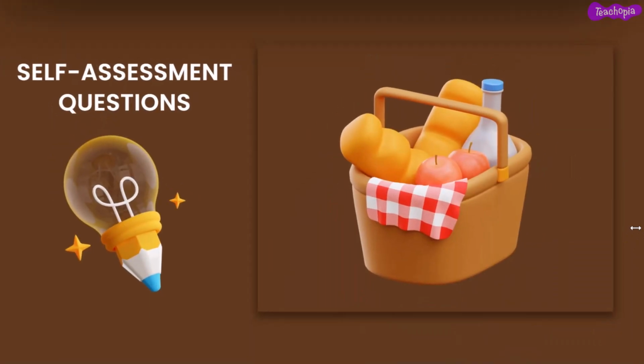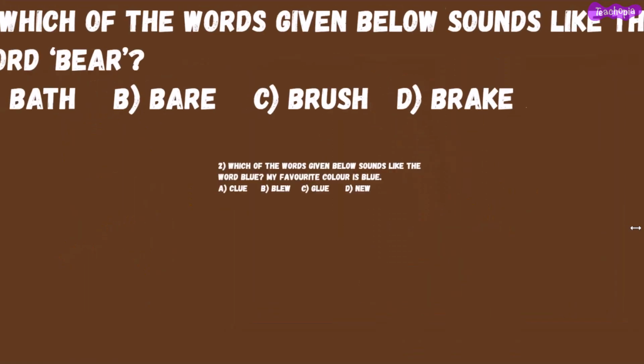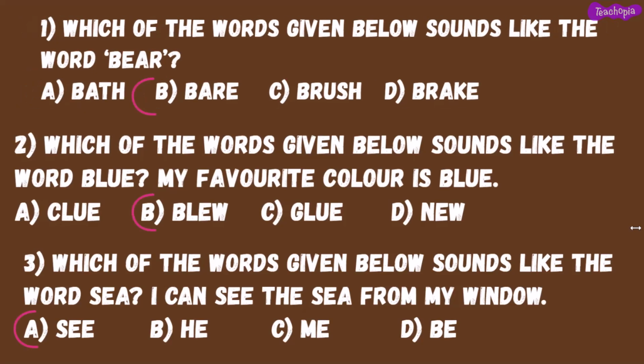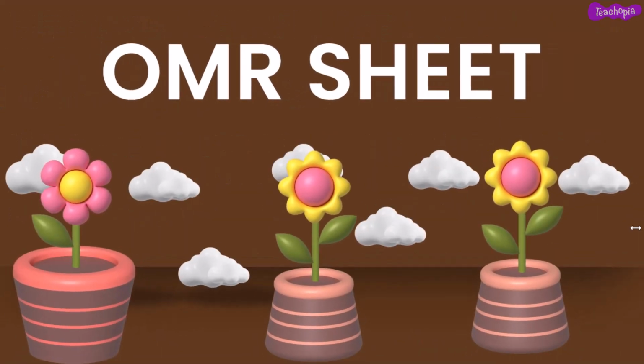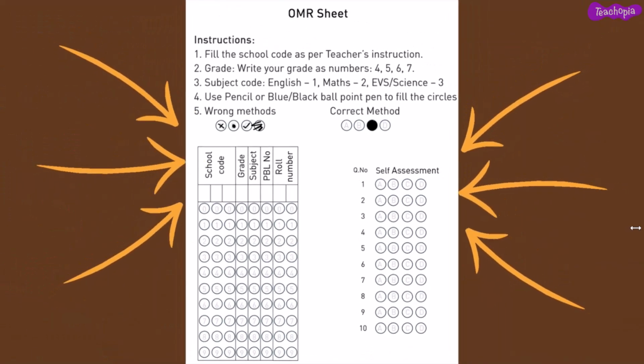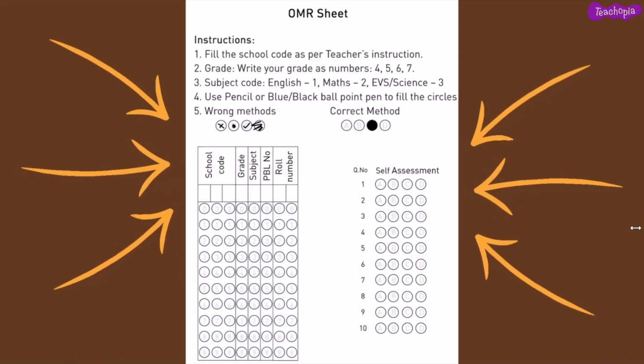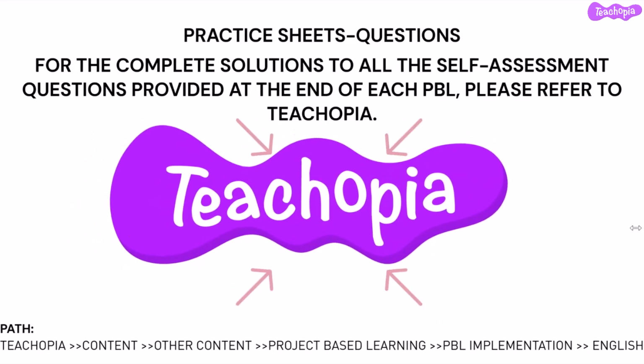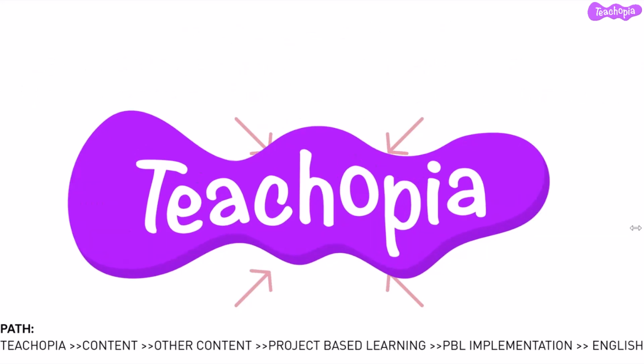Every PBL has self-assessment questions. A set of 10 questions is provided and the students can read each question and circle the correct answers. Once they are done, they can go to the OMR sheet and shade the correct answers using a pencil or a blue or black ballpoint pen. Complete solutions to all the self-assessment questions are provided at the end of each PBL. Please refer to Teachopia, and the path is given below.